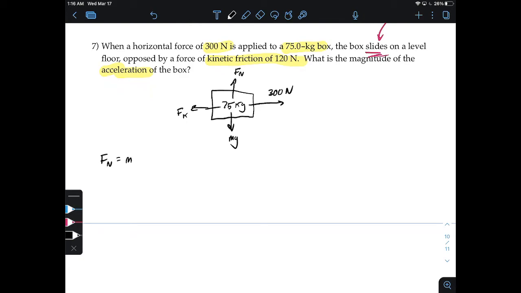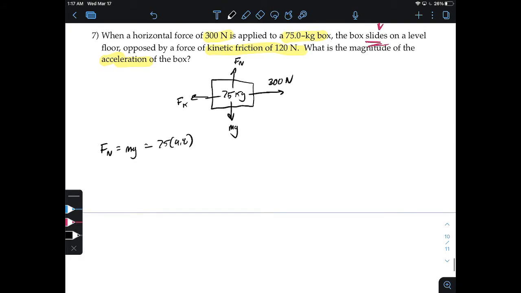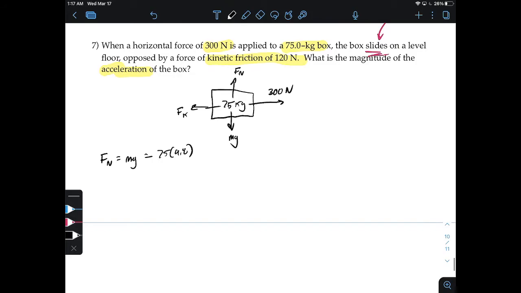So first, let's calculate Fn. Say Fn is equal to mg. mg is equal to 75 times 9.8. Wait a minute. This problem is much easier than we need, right? Maybe we'll twist it a little bit. I kind of just assumed to draw a free body diagram, but I think all we need to do is find F net.